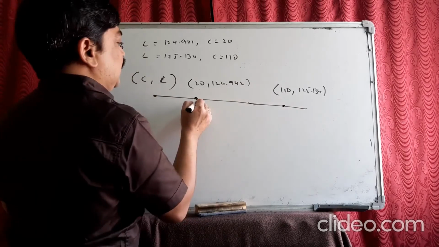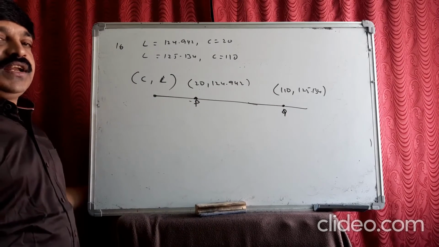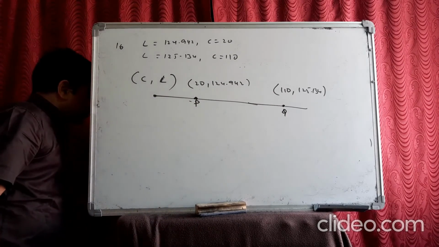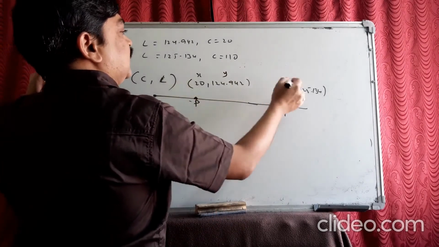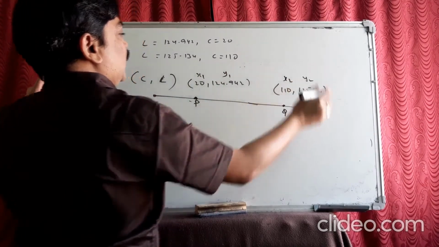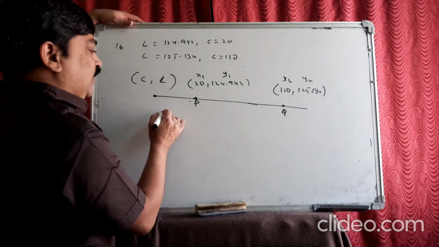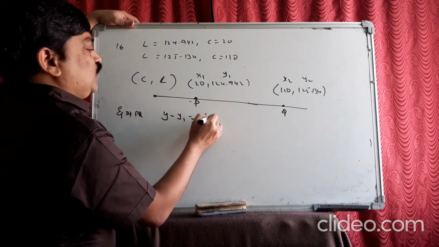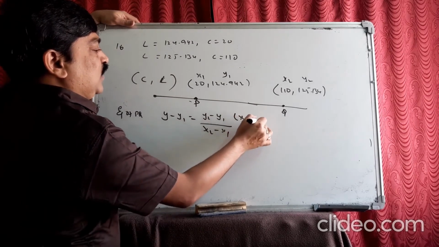So these we take P, Q. Since these three are lying on a line, what we can do? But you are asked to find out L in terms of C. So we take this as Y and this as X. X1, Y1, X2, Y2. So how to find out? Y minus Y1 is equal to equation of PQ. Y2 minus Y1 by X2 minus X1 into X minus X1.